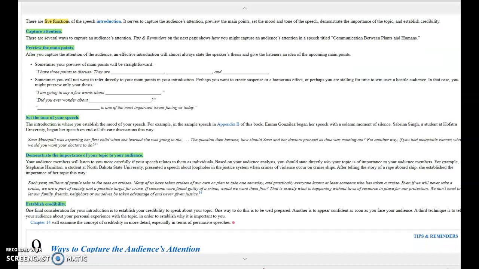All right, as an overview, the 5 functions of an introduction are to capture your reader's attention, preview your main points, set the tone, demonstrate the importance of the topic to your audience, and establish credibility. So in the very first purpose, capture your reader's attention, I tried to do that a little bit with sound at the beginning of this.